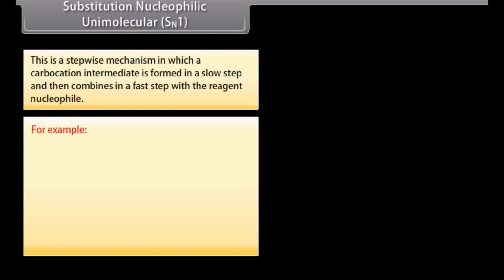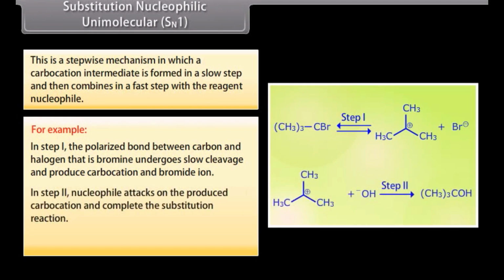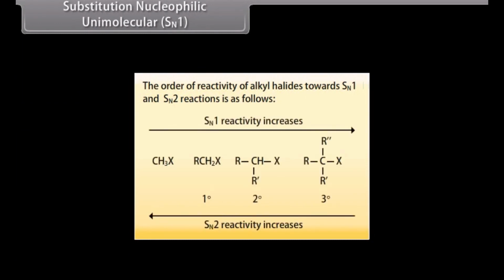For example, in the first step, the polarized bond between carbon and halogen, that is bromine, undergoes slow cleavage and produces carbocation and bromide ion. In the second step, nucleophile attacks the produced carbocation and completes the substitution reaction. The reaction follows first-order kinetics. The order of reactivity of alkyl halides towards SN1 and SN2 reactions is as follows.